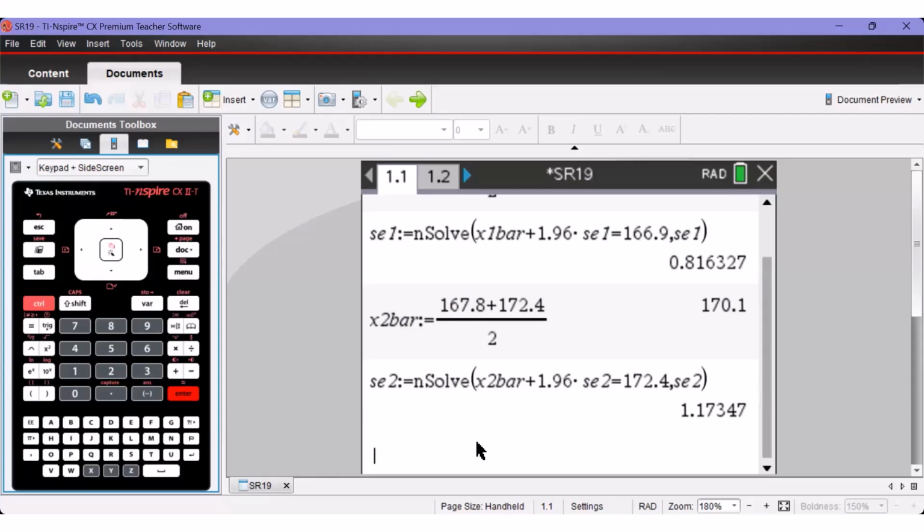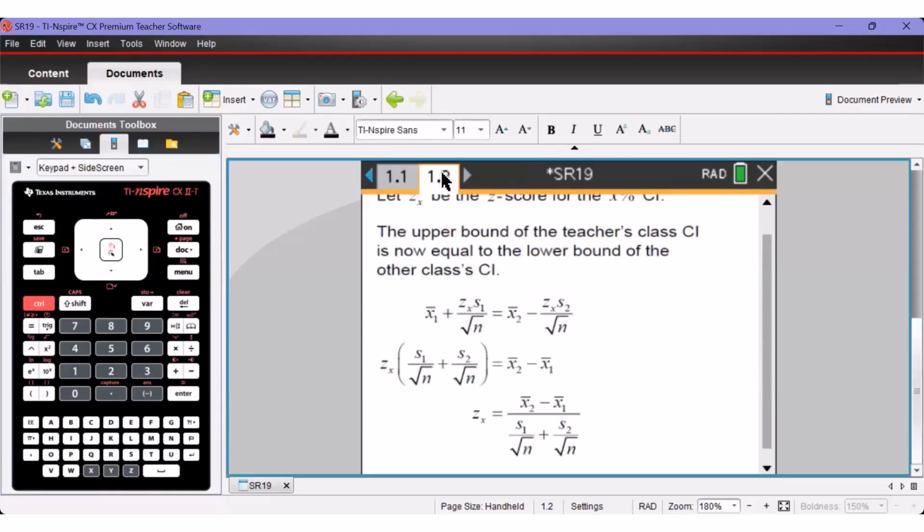Now, we are told that the upper bound of the teacher's class confidence interval is now equal to the lower bound of the other class's confidence interval. So we now need to form an equation. We need to perform some by hand algebra. And let's see what that looks like.